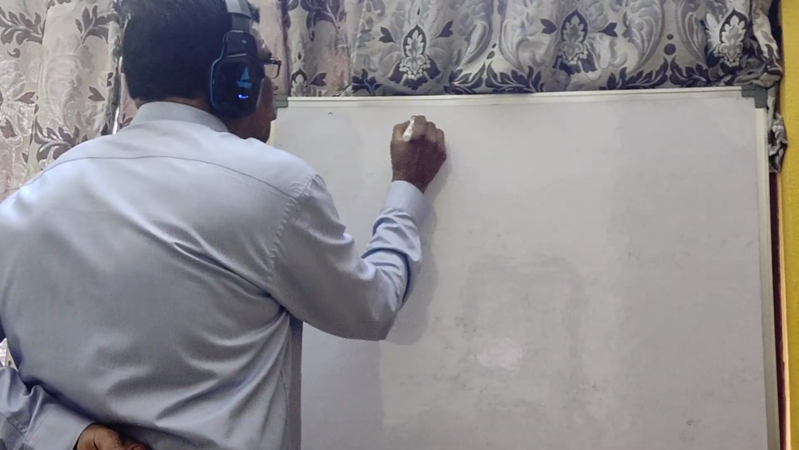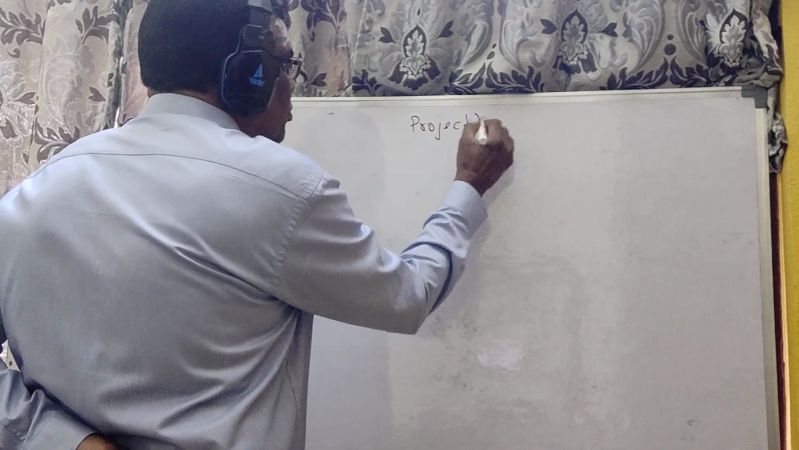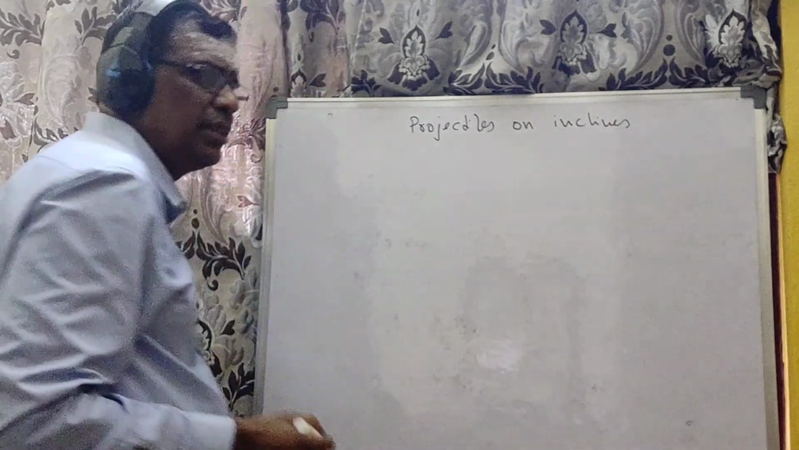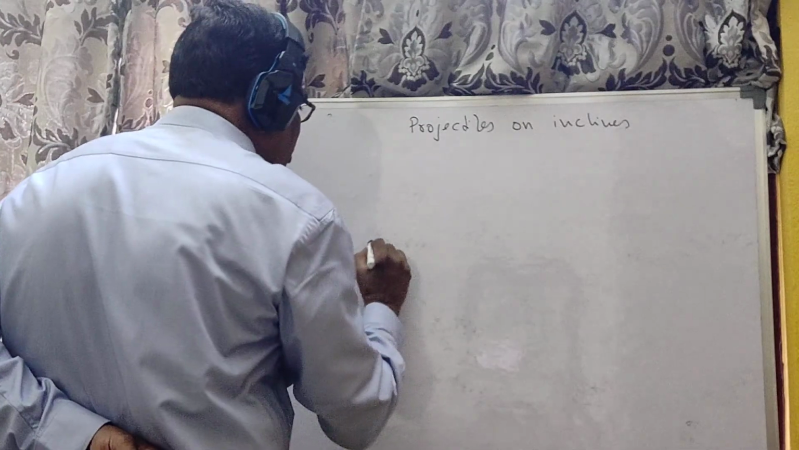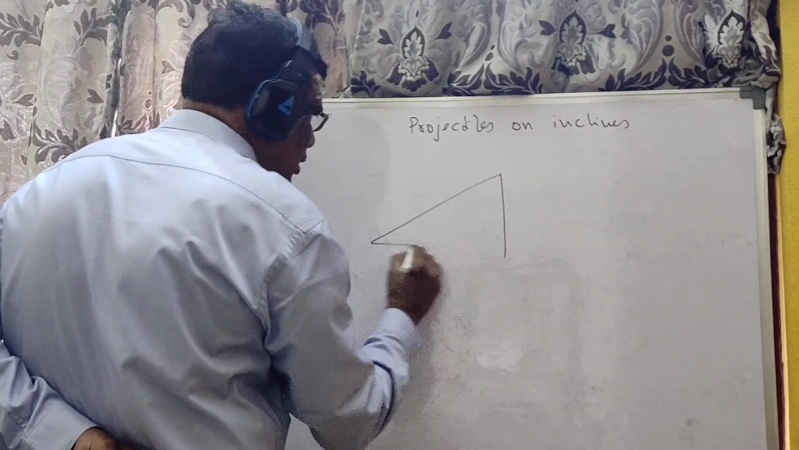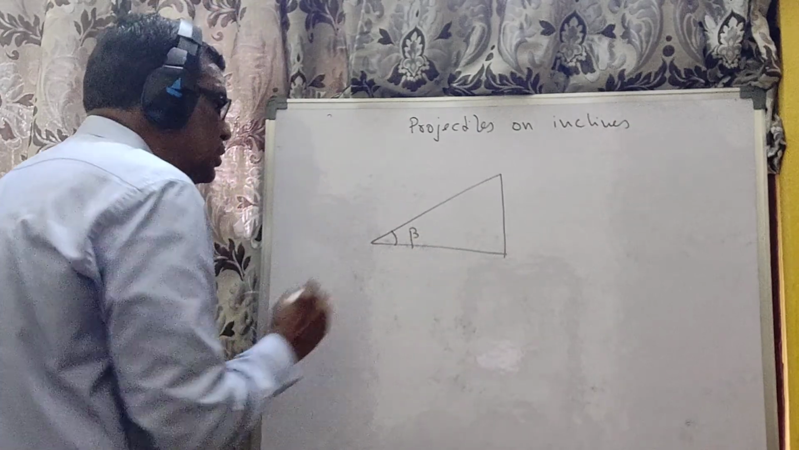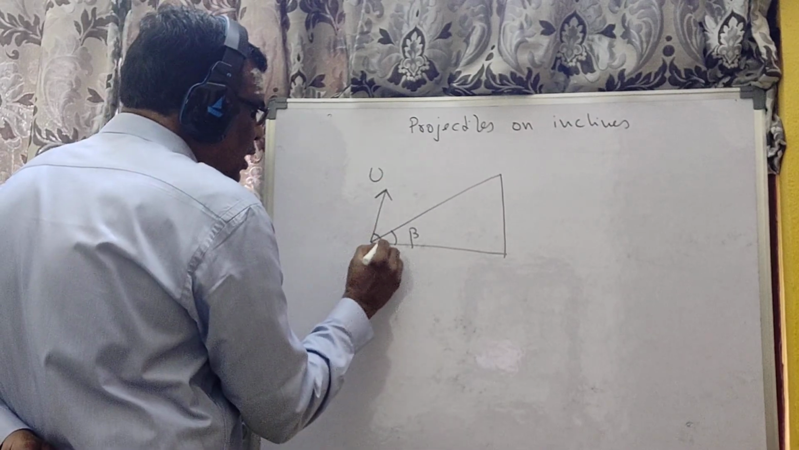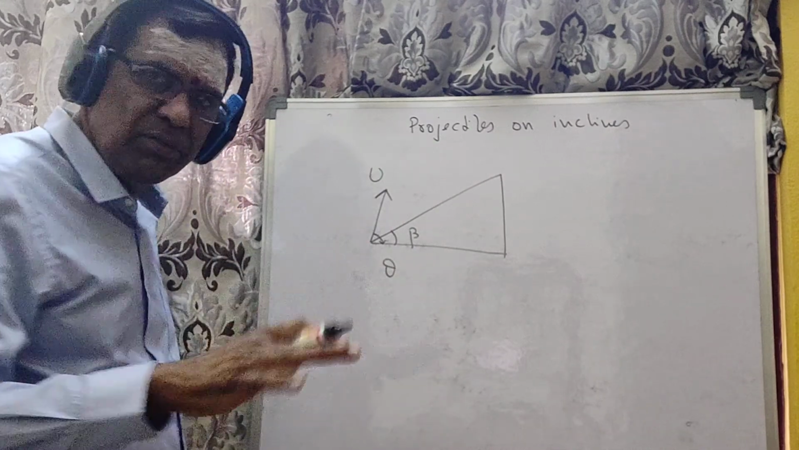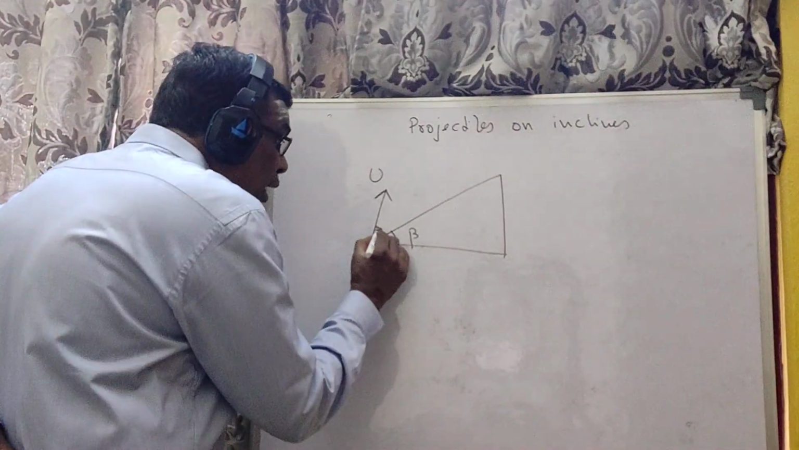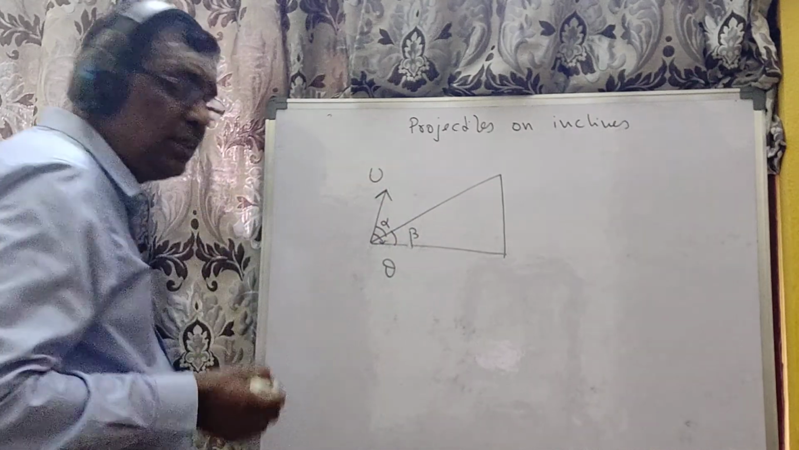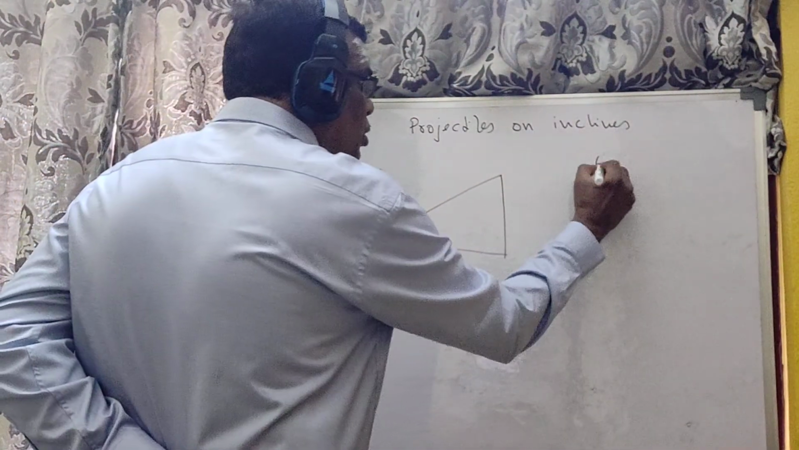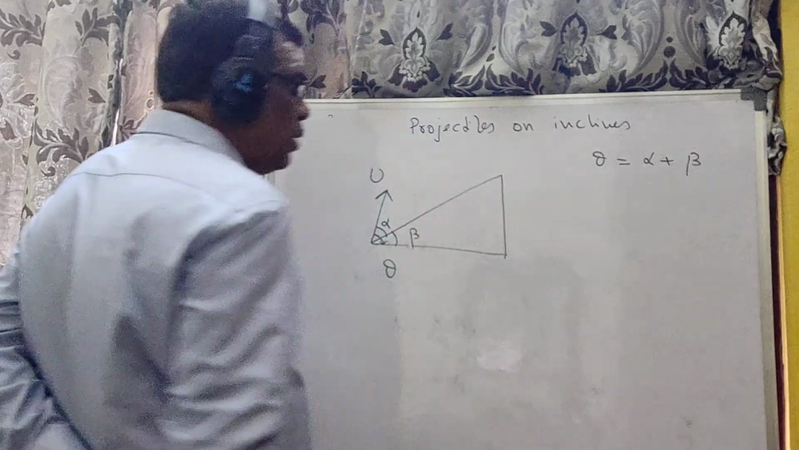We do look at projectiles on inclines or inclined surfaces. So what do I take? One inclined surface, I project it with U. Originally, we used to take this angle with horizontal as theta. We continue to do that. But the angle with the inclined surface is alpha. I am talking of upward projection. So, theta is nothing but alpha plus beta.